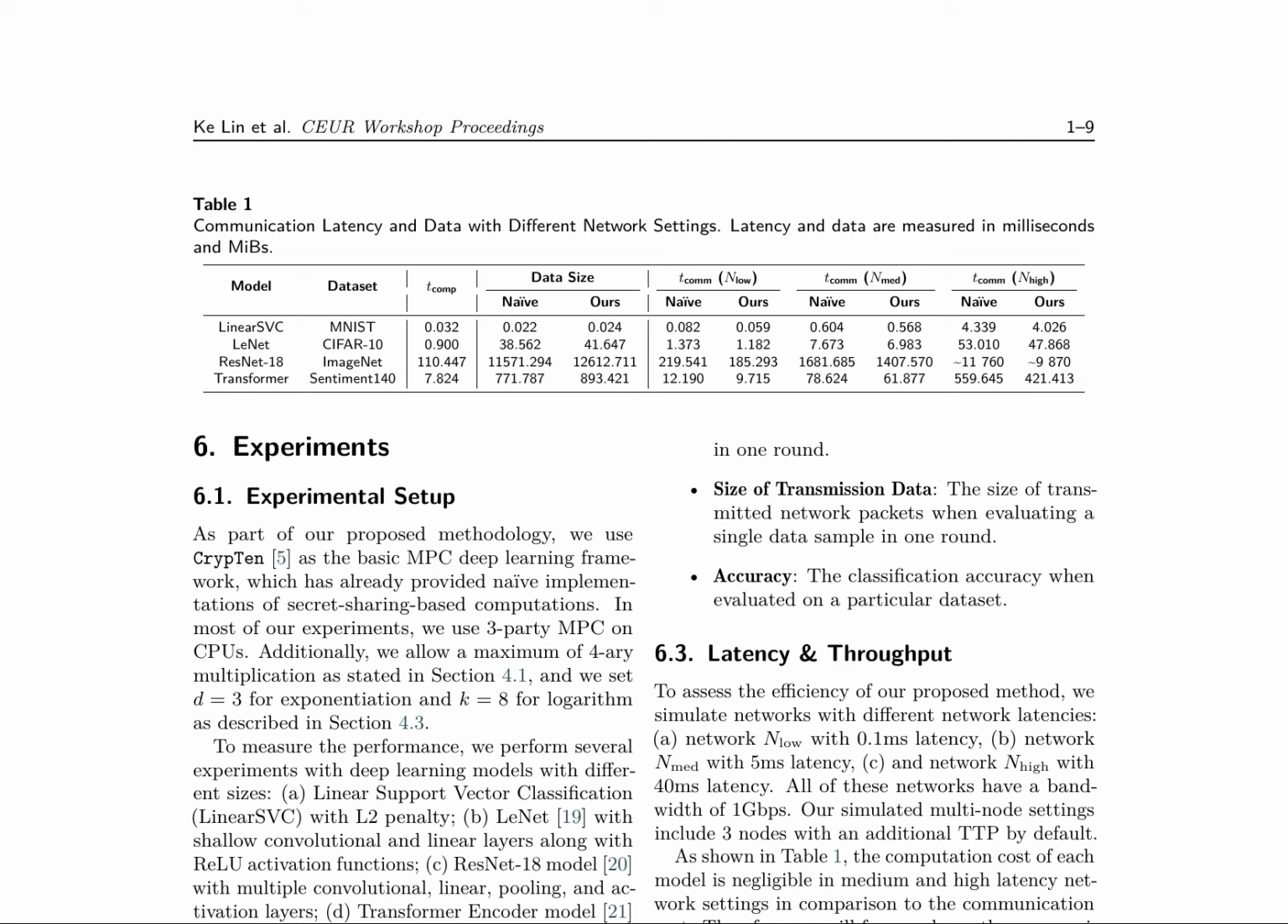The authors conducted experiments with various deep learning models, including linear SVC, LeNet, ResNet-18, and transformer encoder, on different datasets such as MNIST, CIFAR10, ImageNet, and Sentiment140. To evaluate the effectiveness of their proposed method, the authors adopted several metrics: computational time cost, T_COMP, communication time cost, T_COM, size of transmission data, and classification accuracy.